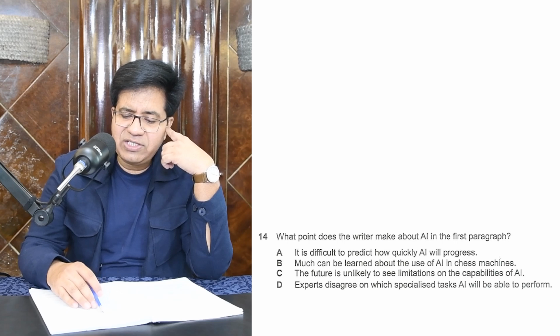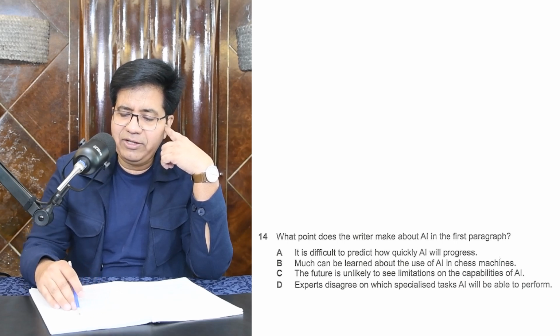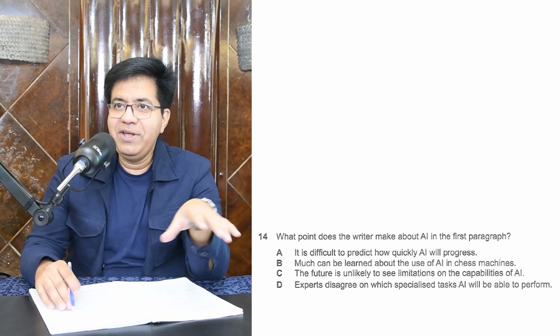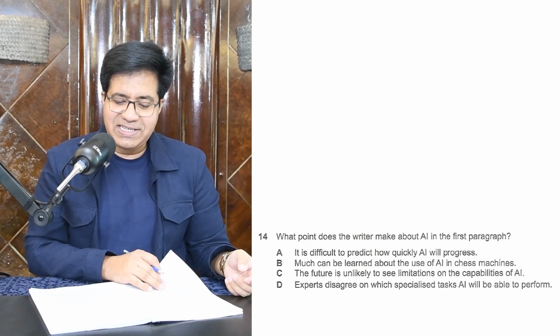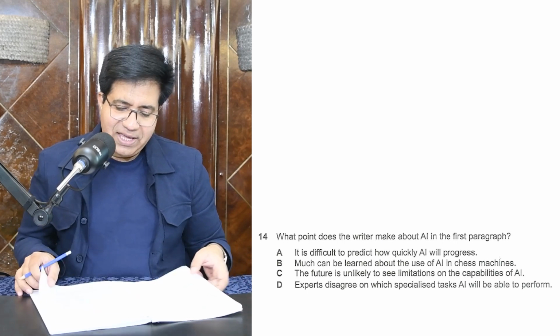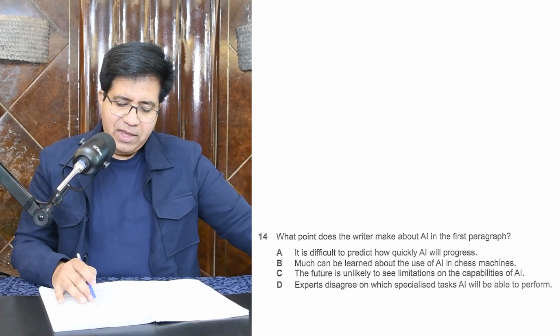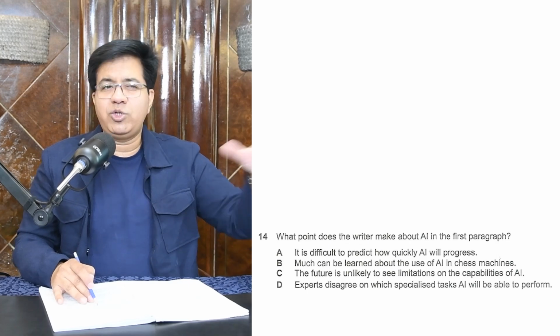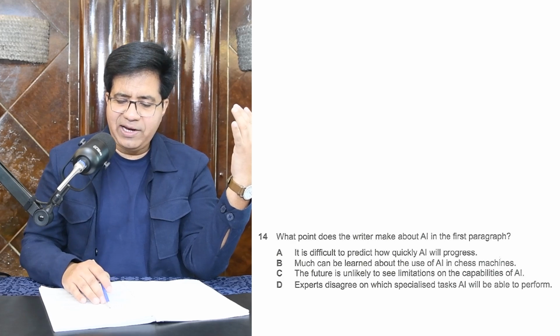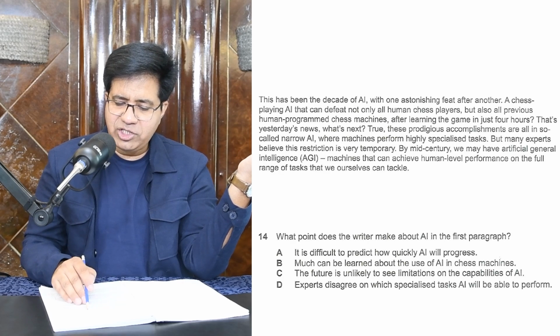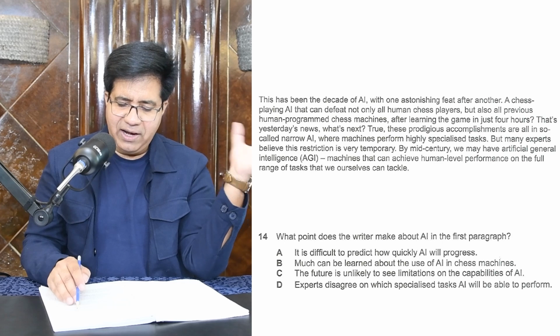Don't read options before. Only the question. Now let's see. We do it together. What point does the writer make about AI in the first paragraph? Look, they have told us that you go to the first paragraph, and what point does the writer make? The writer's point usually comes in the middle or at the end. They started like, this has been a decade of AI with one astonishing feat after another and all that.